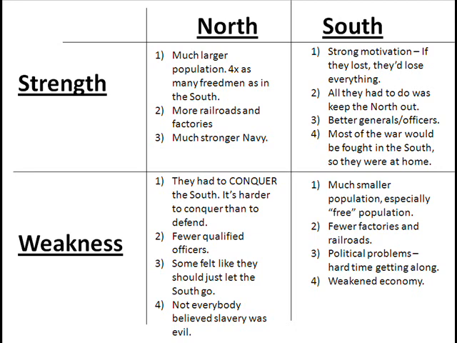They also had a very weakened economy. They were having a tough time trading because of the blockade that we'll talk about in a minute, and they didn't have a lot of manufacturing or anything like that. So the South was having a tough time making money during the war.